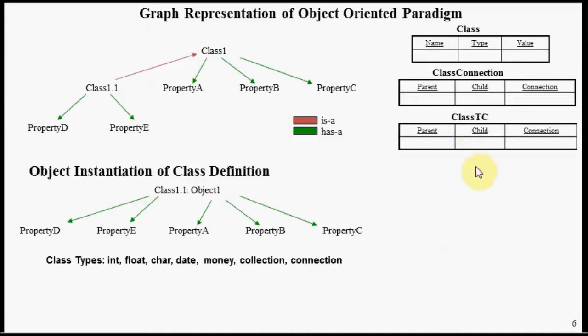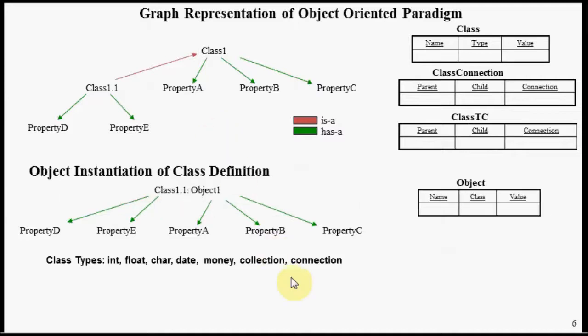And then we have a transitive closure table representing the transitive closure of this class graph. And assume for a minute that this transitive closure table is automatically populated and managed whenever nodes or connections are added or deleted in this class graph.